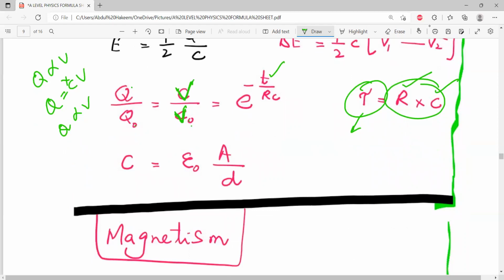And the capacitance in terms of the area and d is epsilon naught A divided by d. A is the surface area of the plate and d is the distance between two plates, the separation between two plates.